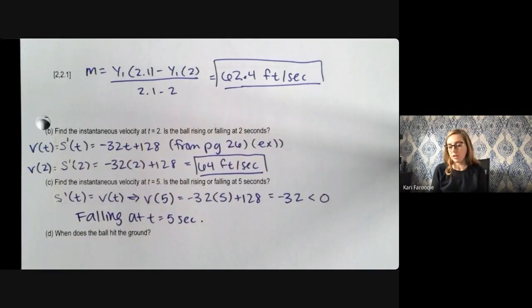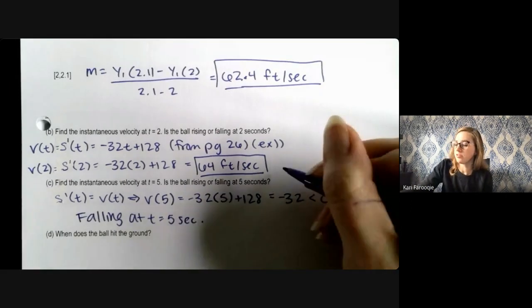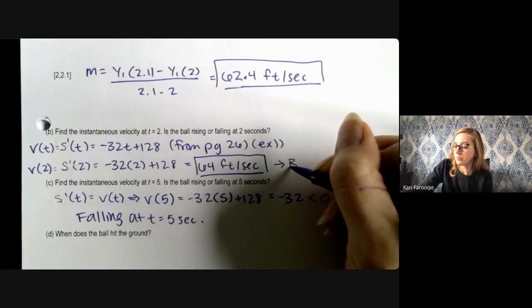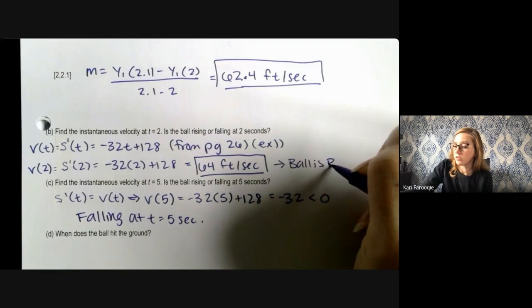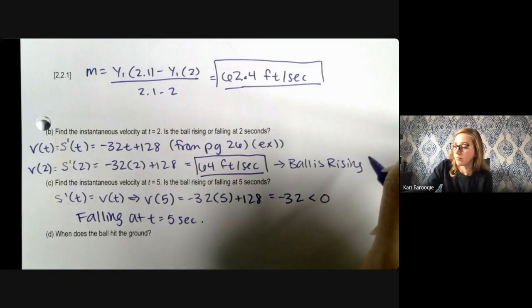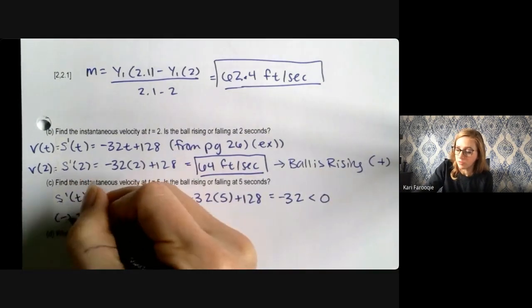All right. And if you want to relate that back to what we did in part B, oh, we didn't actually answer that question. The ball would be rising at 2 seconds because the velocity is positive. Ball is rising. Falling means it's negative.